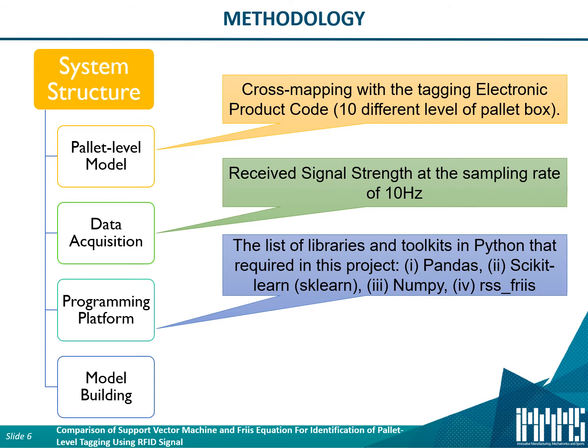In the pallet level models, we are doing the cross mapping with the tagging. We're using the electronic product code, which means the EPC code of the RFID. In the data acquisition, we're going to collect the data from the RFID antenna regarding the received signal strength at the sampling rate of 10 Hz. And in the programming part, we're using Python to code all the programs, which include the libraries pandas, sklearn, numpy, and RSS Friis.